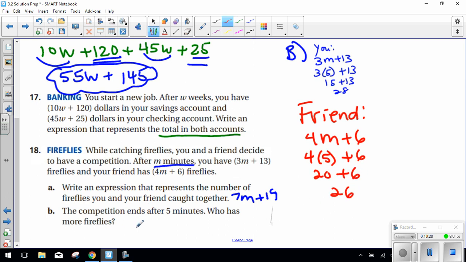Who caught more fireflies? And your answer is I caught more because 28 is greater than 26. All right, let's move on to the next problem.